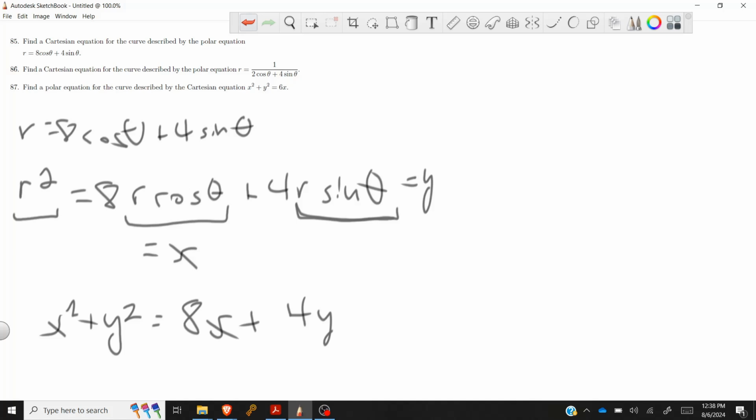Then I'm going to set one side equal to 0. So we'll get x squared minus 8x plus y squared minus 4y equals 0. And now we want to put this into a form like x squared plus y squared equals r squared.